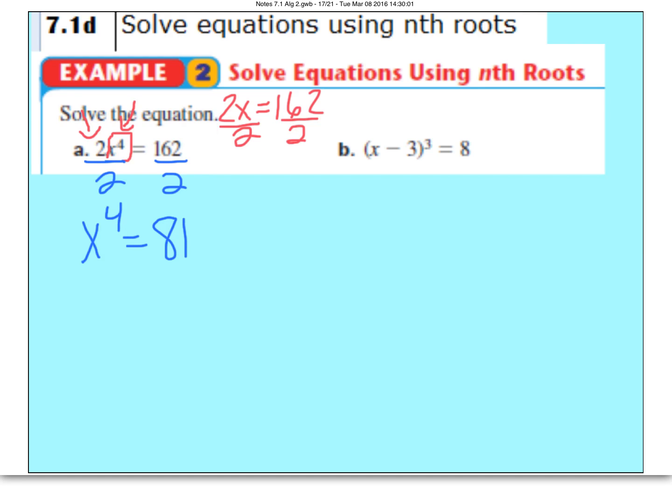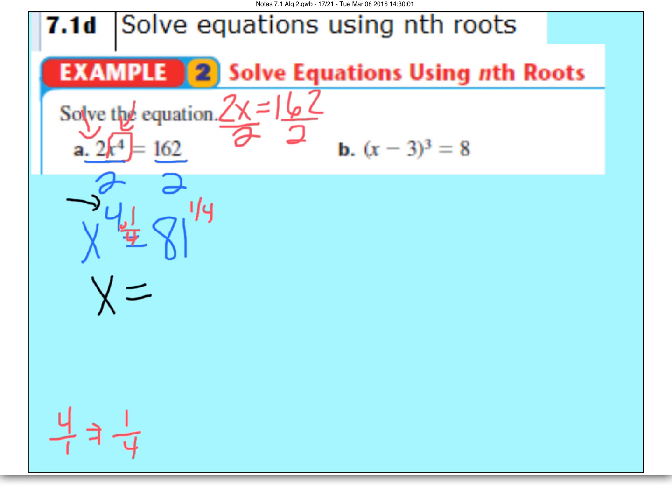Now, to get rid of a little 4, you're going to do the reciprocal. So 4 can be written as 4 over 1. The reciprocal of 4 over 1 is just 1 over 4. So to get rid of that 4, I do 1 over 4. If I do it to the left side, I have to do it to the right side. And remember, this is a little number, a small little exponent, so write it that way. On the left side you get 4 times 1 over 4, which just goes to 1. So we get x equals.